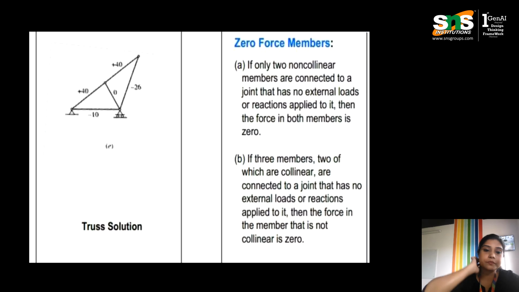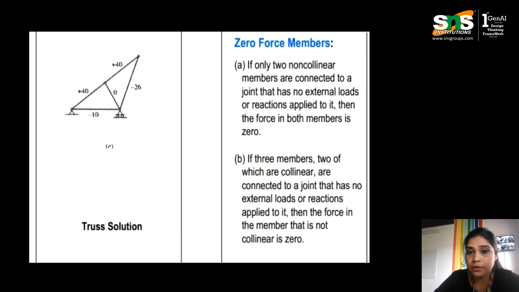And next, important for analysis, we have to consider zero force members. So what is a zero force member? If any two non-collinear members are connected to a joint that has no external loads or reaction applied to it, then the force in both members must be zero. That is known as zero force members. It doesn't mean that it isn't carrying any kind of load; it is only that there is no external force or external load acting on it, which is why it is known as a zero force member.